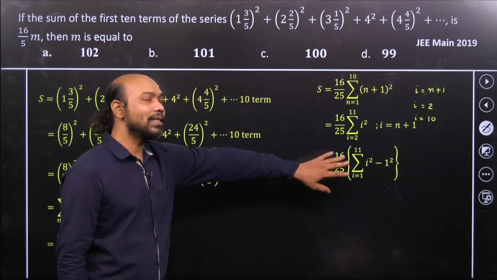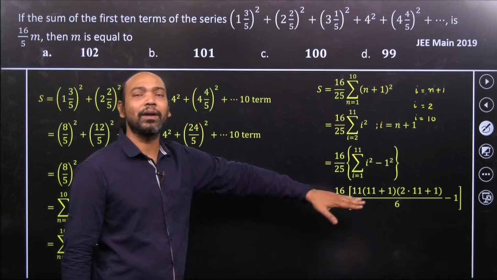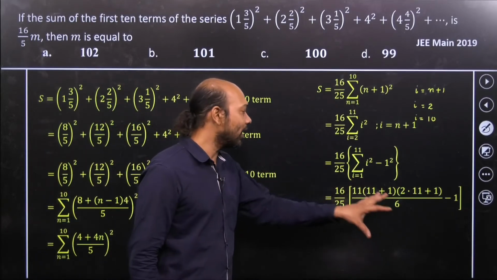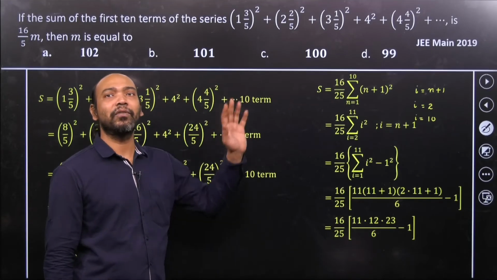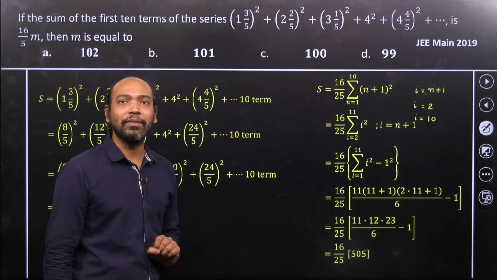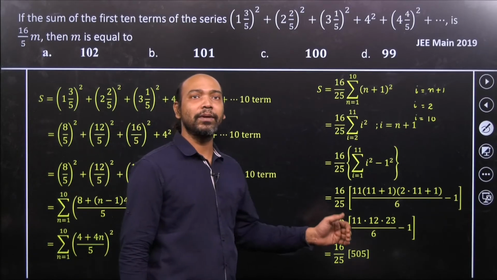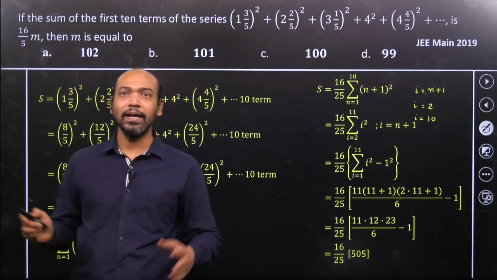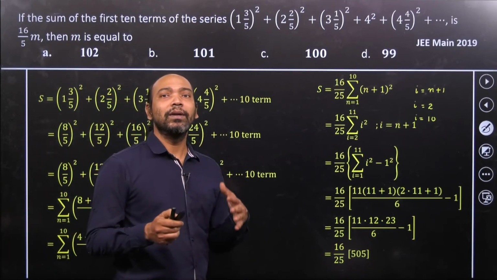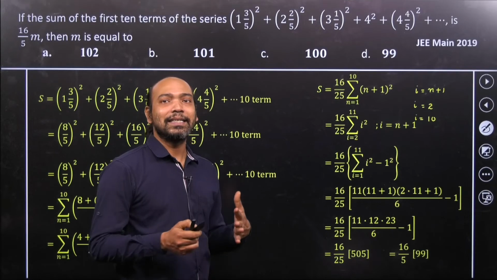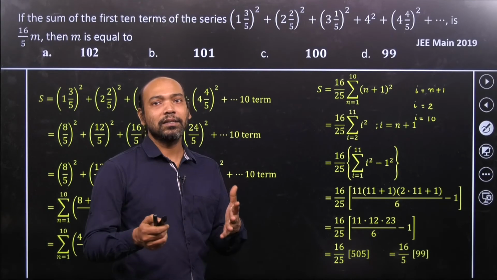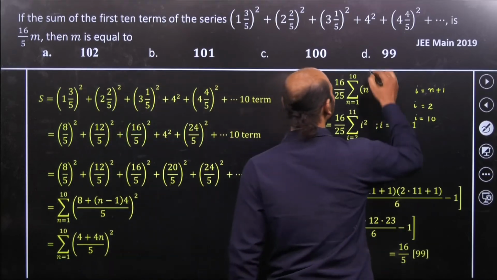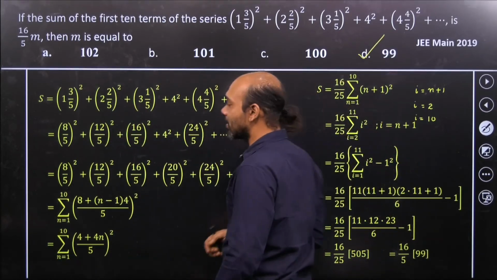Now this is the sum of the squares of n natural numbers, so we can apply the formula n(n plus 1)(2n plus 1) by 6. Now if I do the calculation, we get the final desired value. So the answer is 16 by 25 into 505, because we need to find the value of m. In that case the final answer is actually 99. We can cancel out terms because it's 16 by 5 and so on. So for this particular problem, option D is the correct answer.